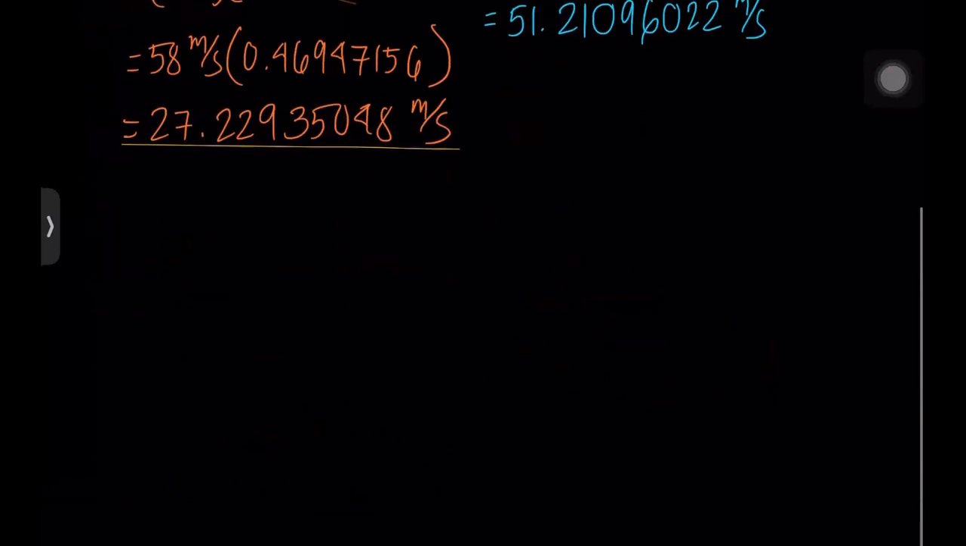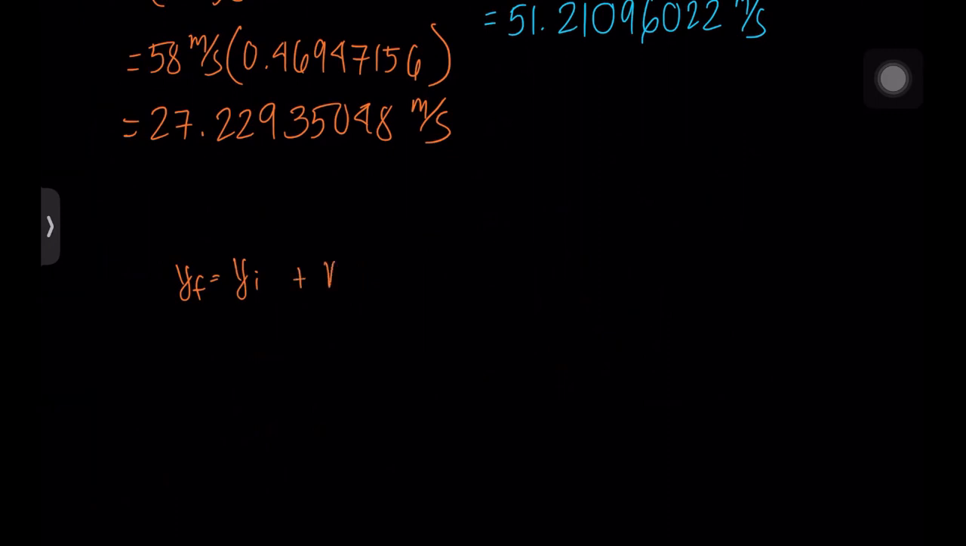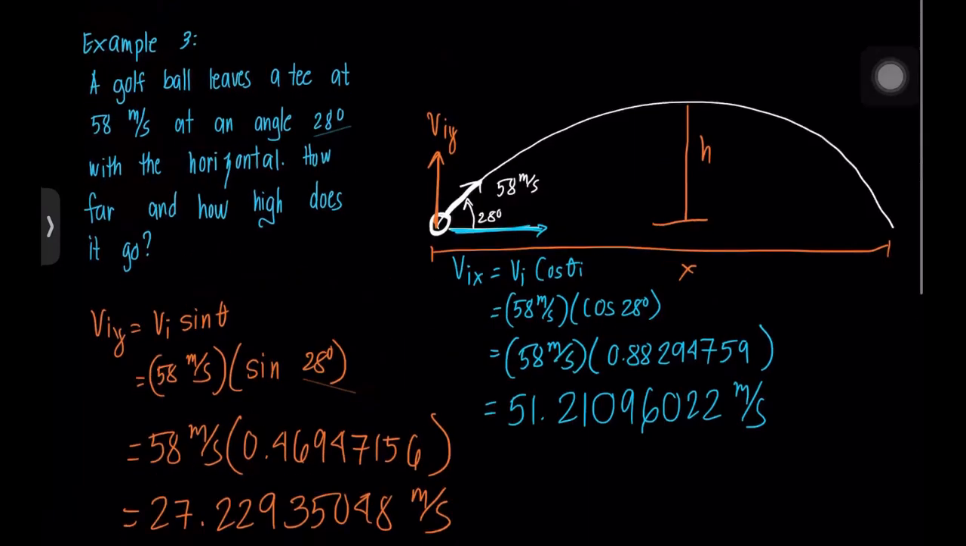For the height, we have y f is equal to y i plus v sub iy t plus one half g t squared. There is no mention of the initial y, so we can cancel that out. We don't have the value of t yet, so we have to solve for t first, focusing on the t when the ball reaches the highest point.